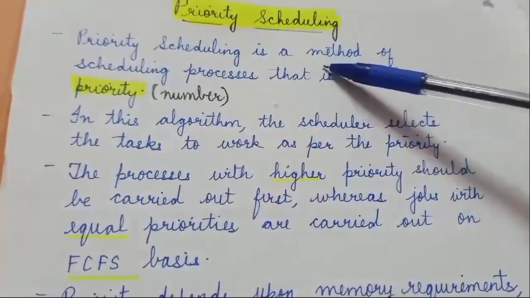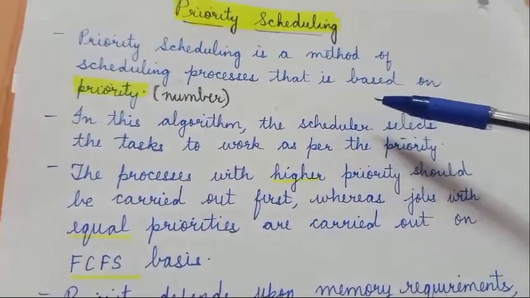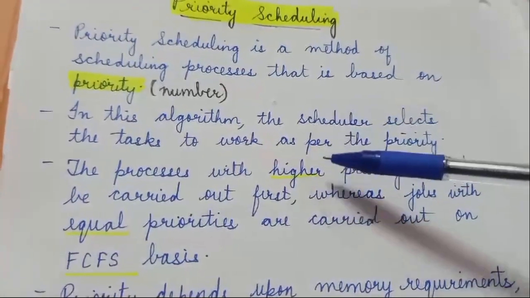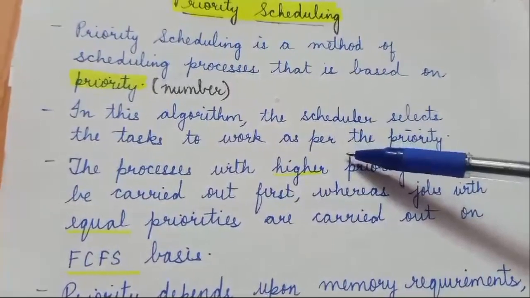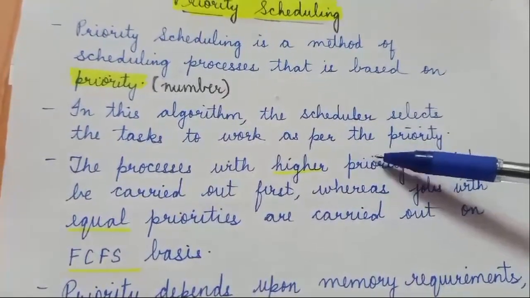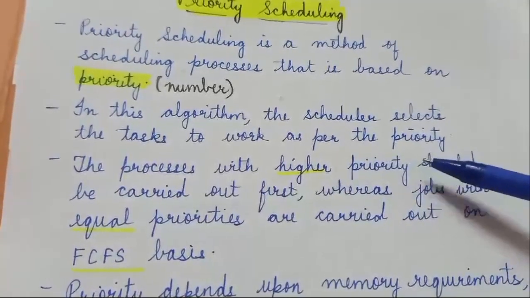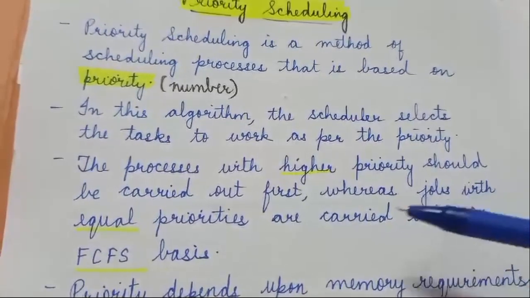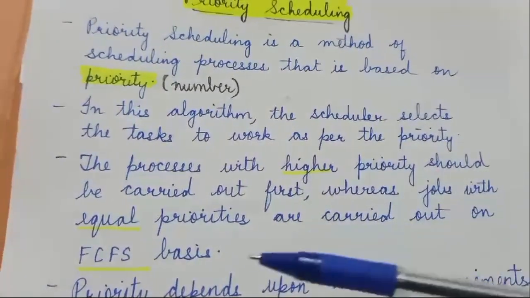Priority scheduling is a method of scheduling processes that is based on priority. So priority is a number. In this algorithm, the scheduler selects the task to work as per the priority. The processes with higher priority should be carried out first, whereas jobs with equal priorities are carried out on an FCFS basis.